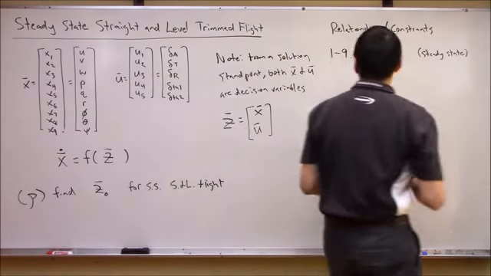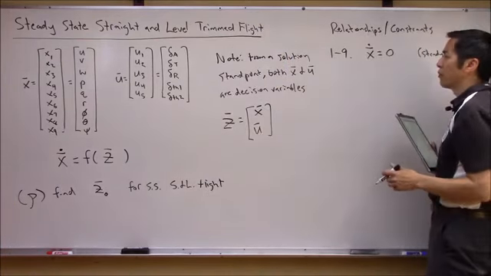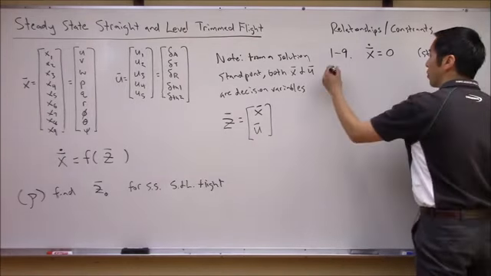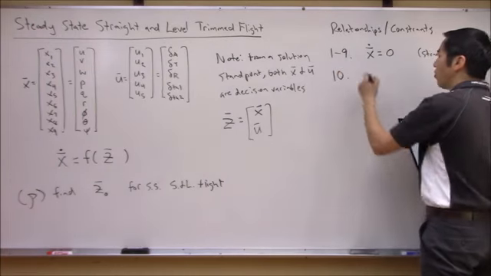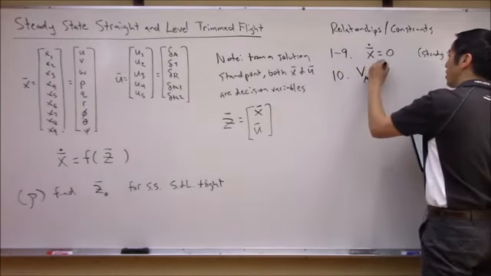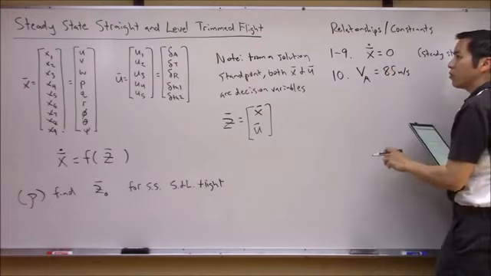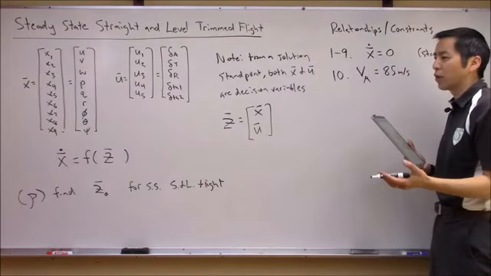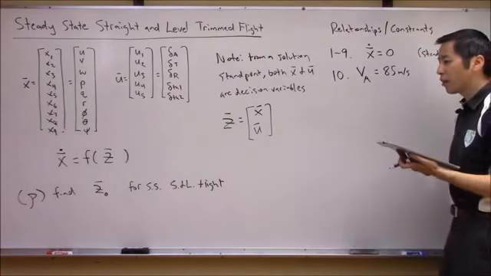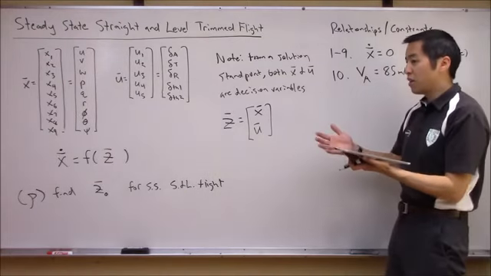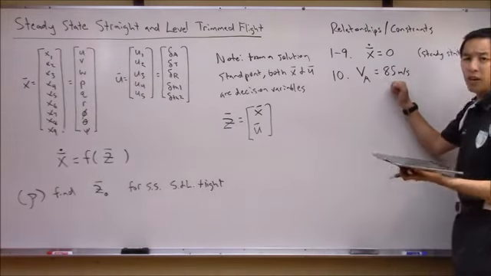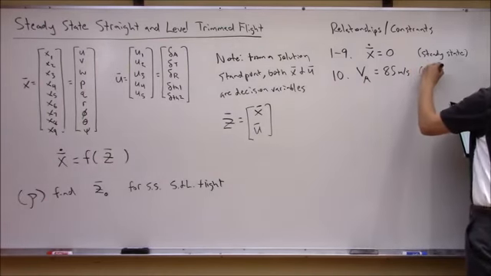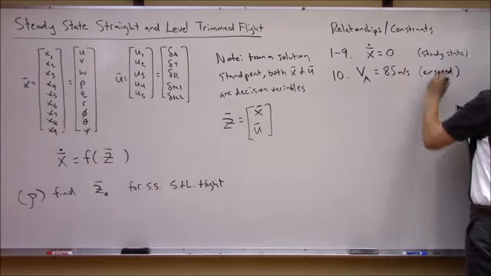Okay, what else can we do? Steady state, straight, and level trim flight. Well, we can probably pick an airspeed we want the aircraft to fly at. So how about constraint number 10? I want the airspeed, let's call it VA, to be 85 meters per second. That's not explicitly stated in our English sentence, but all of you who are pilots or have flown an aircraft know that you can trim the aircraft to fly slow, medium, fast, and anywhere in between. So let's just pick an arbitrary value, okay? We're putting a constraint on airspeed. I want to be flying at 85 meters a second, okay?